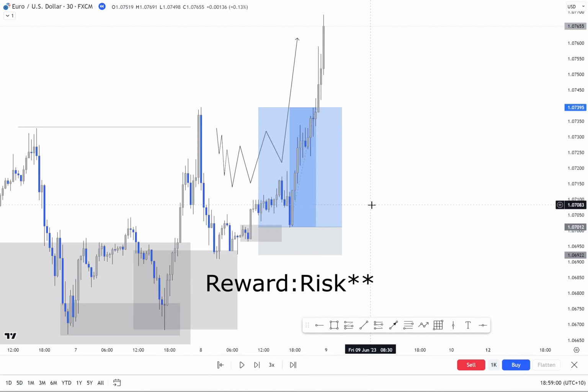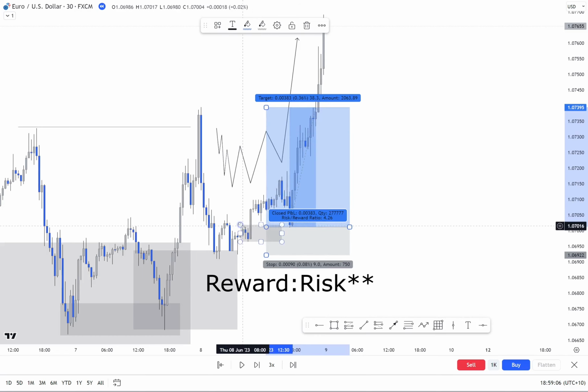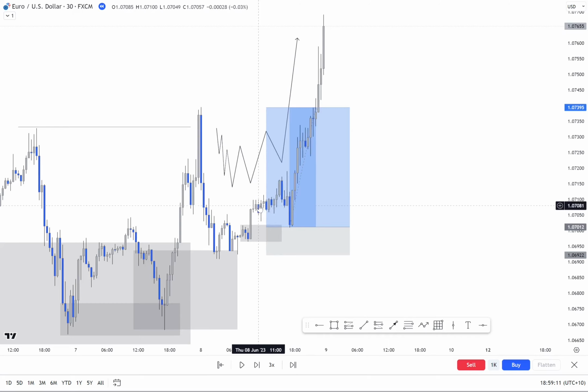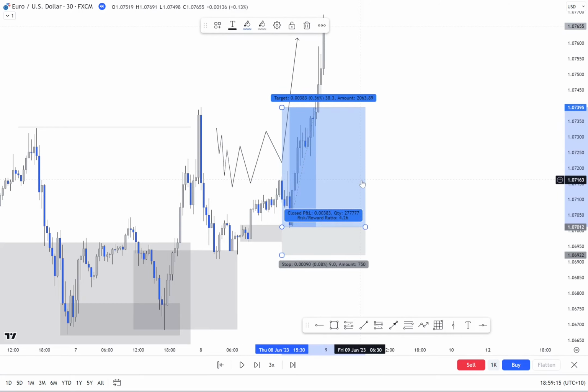Superb. That was it. That was our 4-to-1 risk to reward trade. And I just wanted to add a couple of things as to why I chose this zone right here and why I didn't enter off of any of these red or blue candles right here. Let me explain that on the 5-minute time frame.